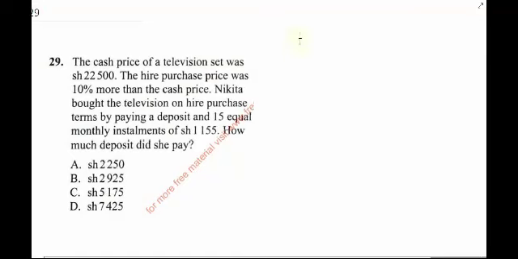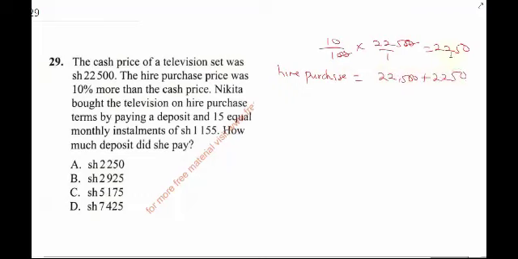Now, in order to solve this question, it says the hire purchase price was 10% more than the cash price. So let's get 10%. That will be 10 over 100 times 22,500 over 1. Now this is going to give us 2250. So the hire purchase price will be 22,500 plus 2250. Now this is going to give us 24,750.